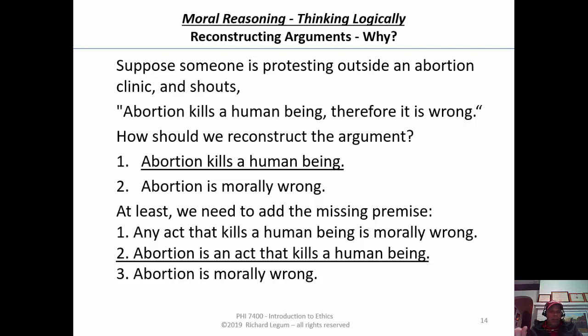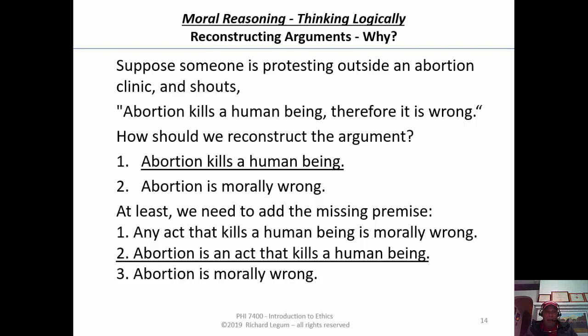Well, the problem is that the person is threatening you, and you might put it this way, that the person is not innocent. So it's not the case that any act that kills a human being is morally wrong, but maybe a principle that'll work better for our argument, a better case for the claim that abortion is morally wrong, is this: any act that kills an innocent human being is morally wrong.